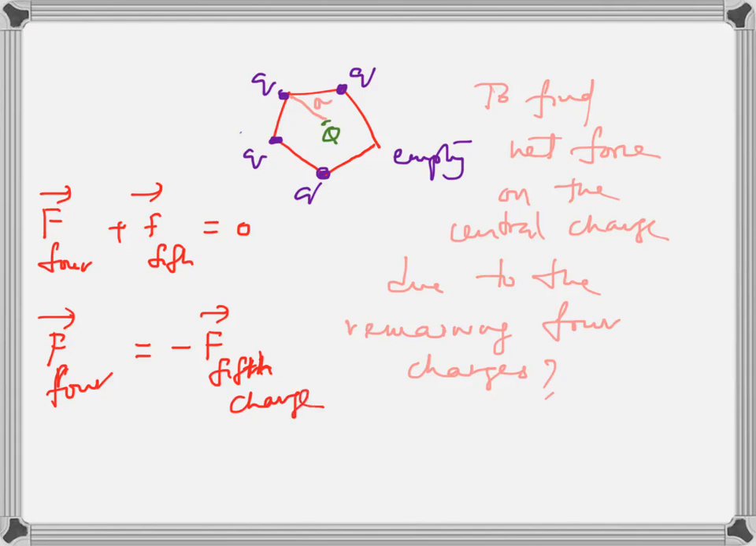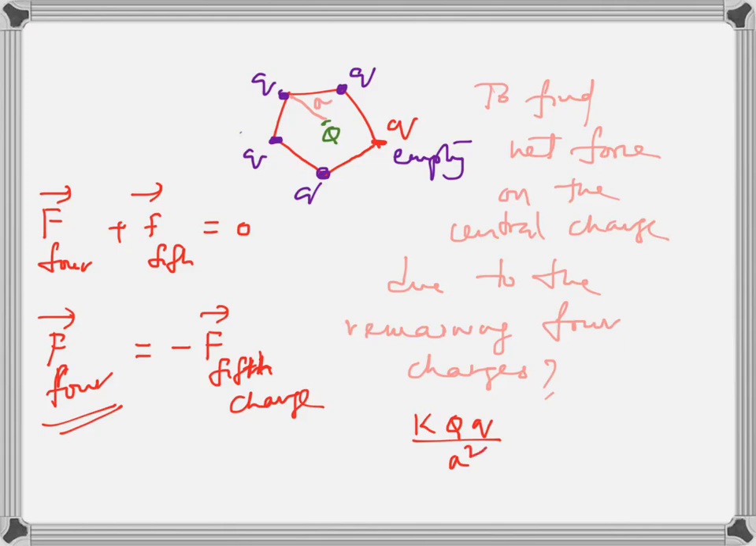So what I must do is, if I want to calculate the force due to these 4 charges, first find the force due to the 5th charge. Put a minus sign in front of the force, meaning reverse the direction. Then you will get the force due to the 4 charges. That's the idea. Now what will be the force due to the 5th charge? It will be KQq by a square, simply.